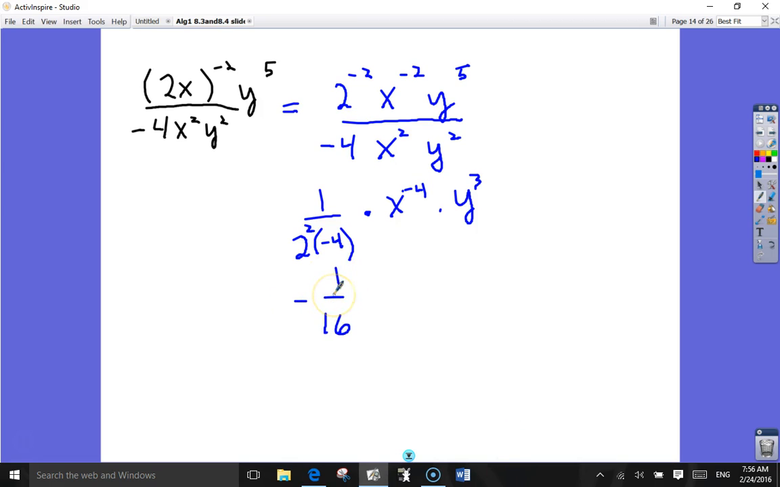2 squared is 4 times 4 is 16. It's got a negative on it. How about the x to the negative 4? Put it in the denominator. Now it's got a positive 4. And then y to the third was okay. And then let's just put it all together. Negative y to the third over 16x to the fourth.